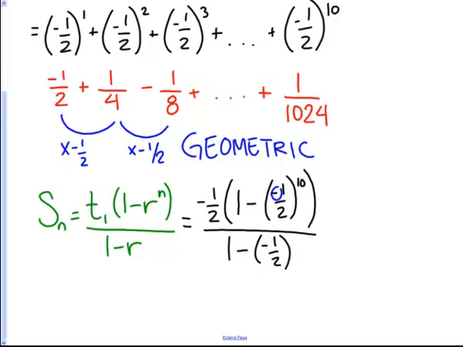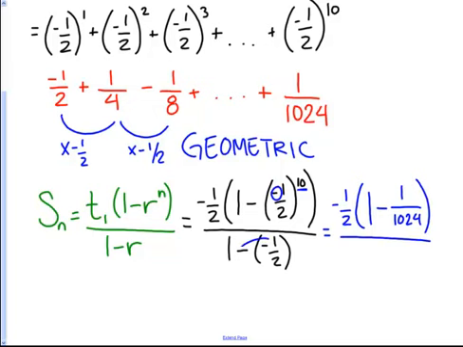Remember that a negative number taken to an even power is going to give you something positive, so this will be equivalent to negative 1/2 times 1 minus 1 over 1024, because that's 2 to the 10th. That's a coincidence that that's the same as the last term. And then a negative being subtracted gives you a positive, so that's what we're simplifying.